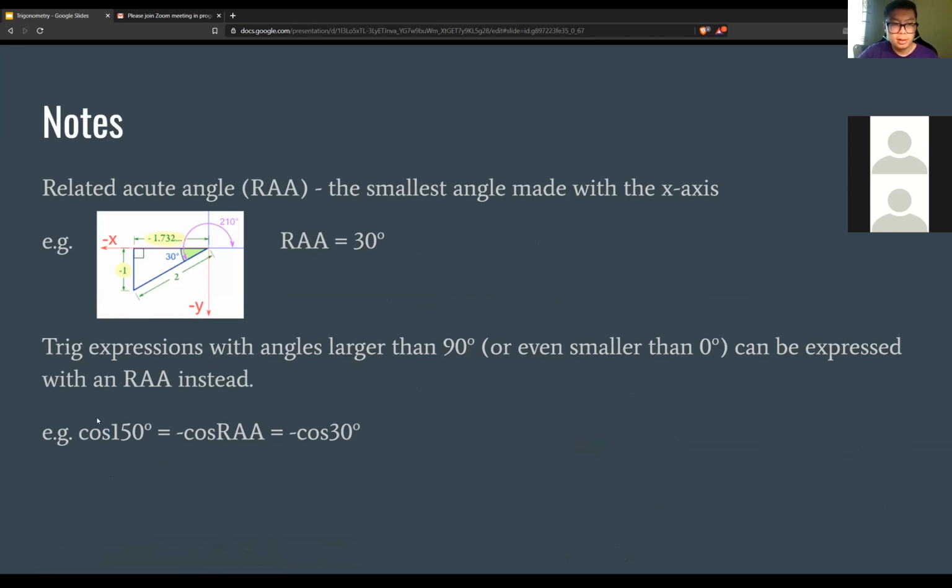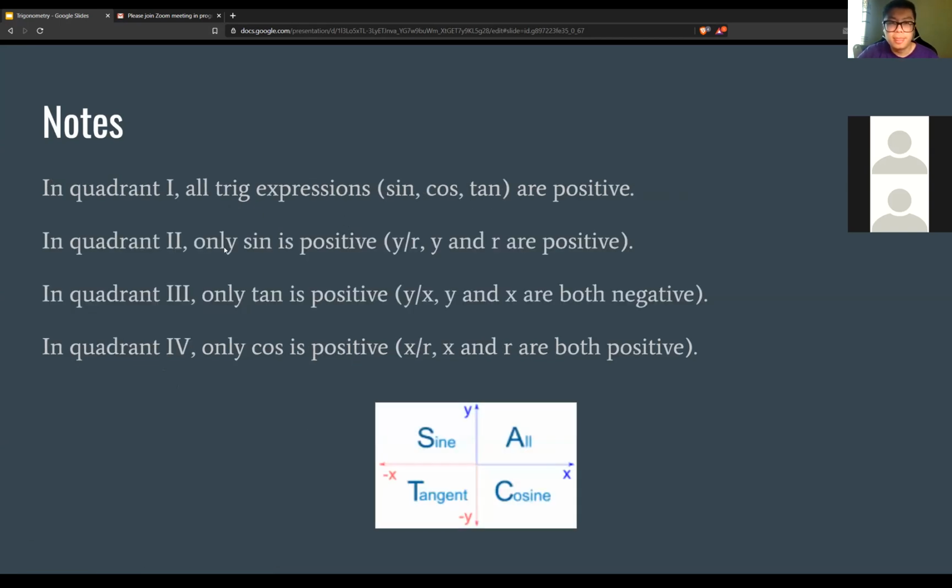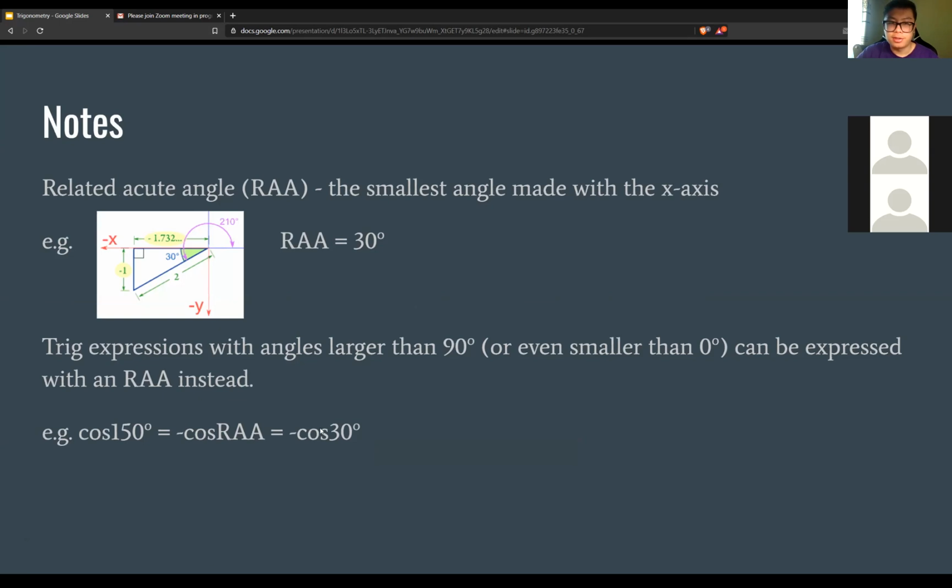So let's go back. Cosine of 150 degrees would be the negative cosine of its related acute angle. And this related acute angle, remember, is always between 0 degrees and 90 degrees. It can never be larger than that. And so it'll be equal to negative cosine of 30 degrees. This makes sense because we learned from this slide that in quadrant 2, where 150 degrees is located, only sine is positive. So that means cosine is negative in that quadrant, and it makes sense for this ratio to be negative.